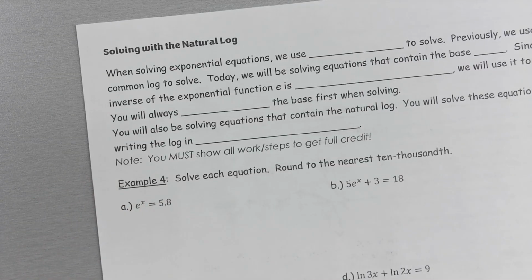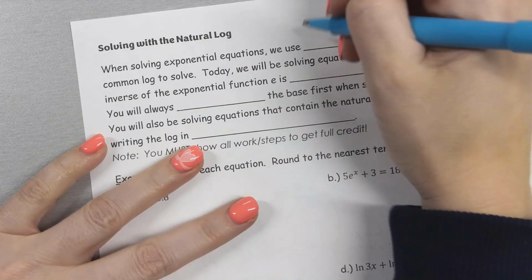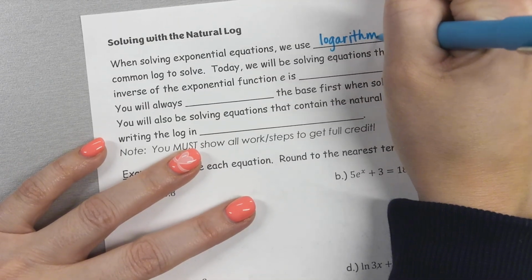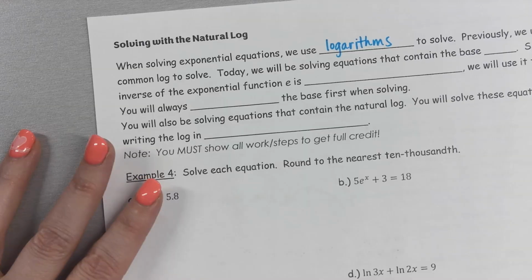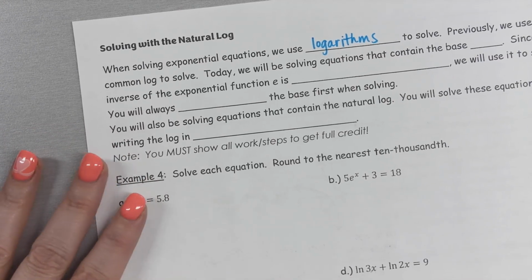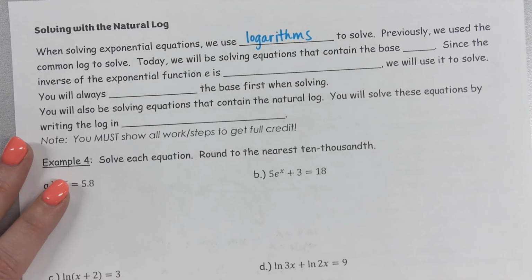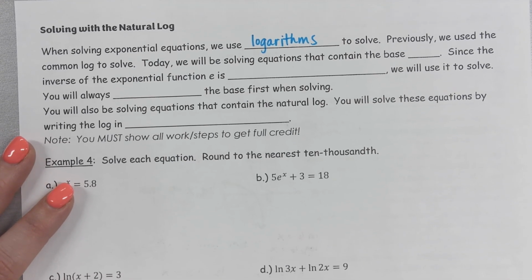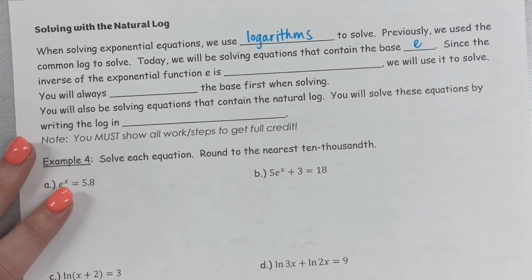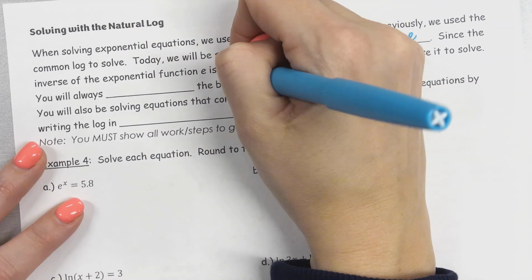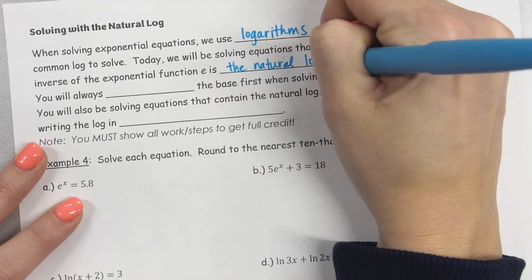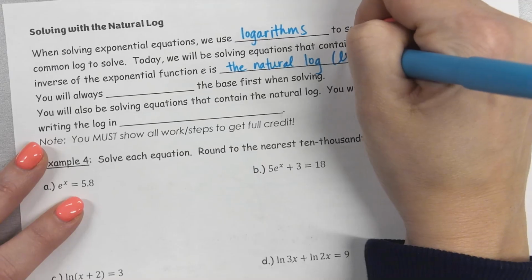Repetition is good. I know you've heard me say this a lot of times, but we're using logarithms to solve because they're the inverse of exponential equations. So we're solving the exponential with logs. Yesterday we used the common log to solve, so log base 10. Now, when we're using the base of e, we are going to use the natural log, which is ln.